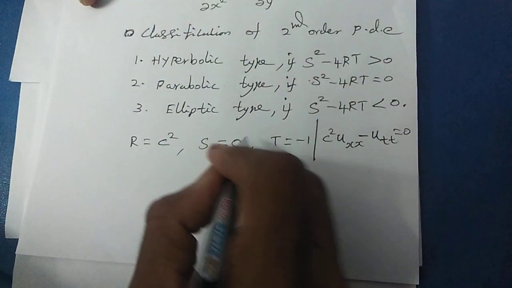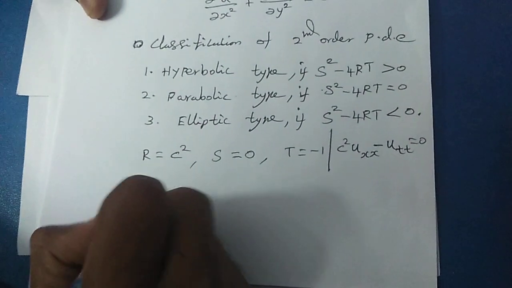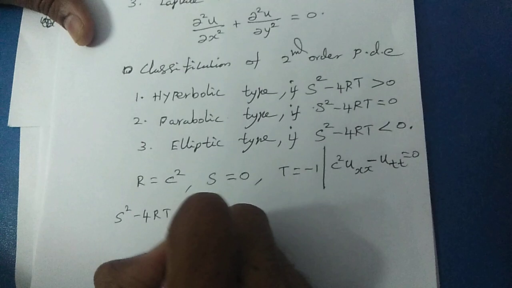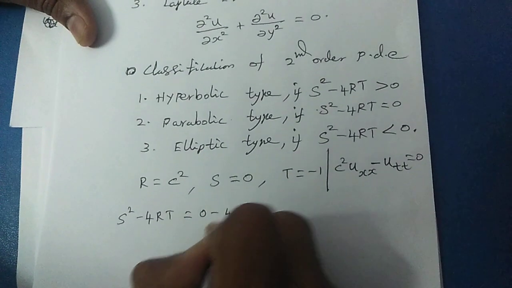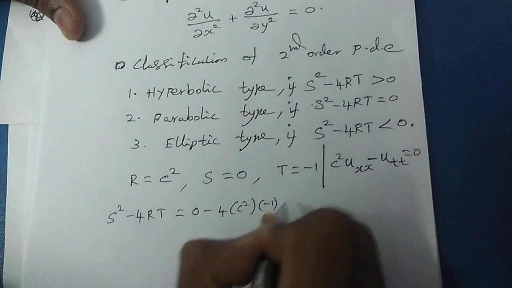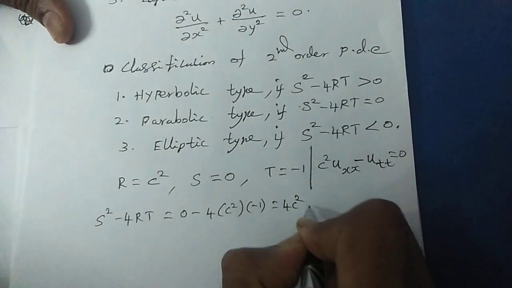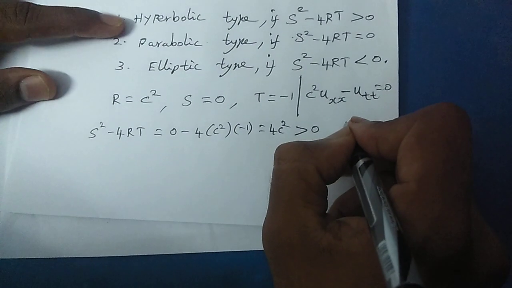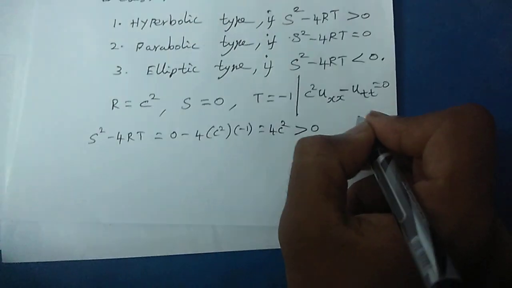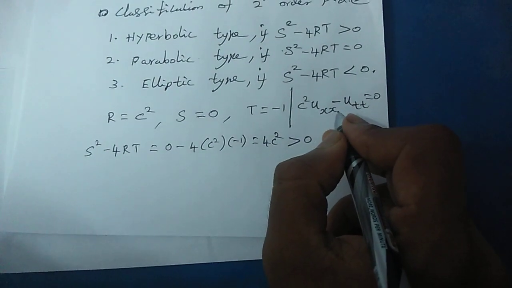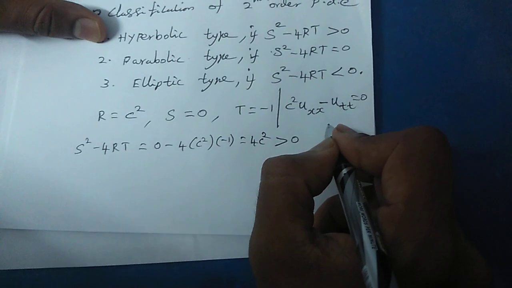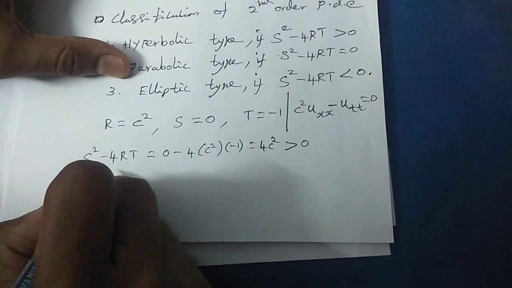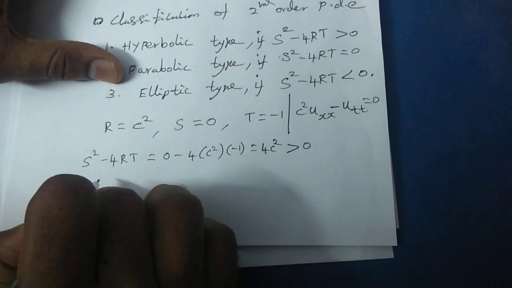So calculating S² − 4RT, this is 0 − 4c²(−1), so this is 4c². This is always greater than 0. So an example for hyperbolic type is the wave equation, right? And the heat equation is a parabolic type.